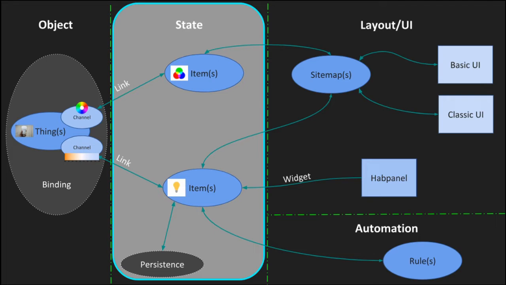Last time we left off learning about creating items and links, which allow us to store the state of things and their channels in our openHAB system. If you haven't seen the previous videos yet, I recommend you start by going to the playlist I've linked to here and watch the entire openHAB Basic Series to catch up.